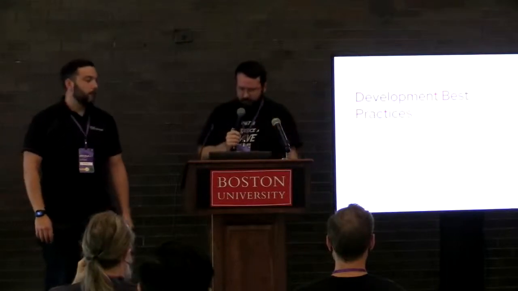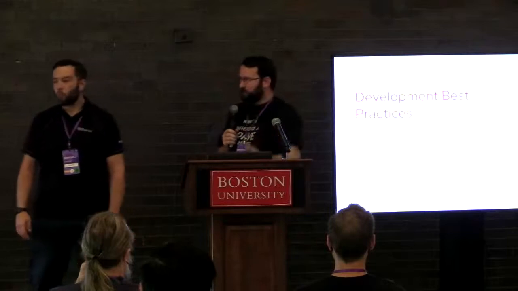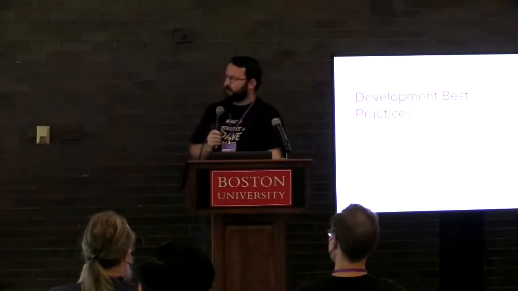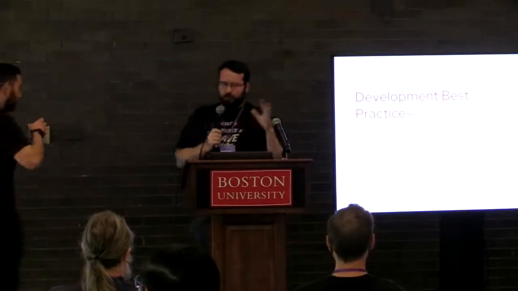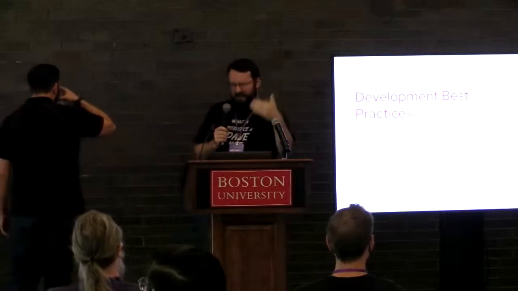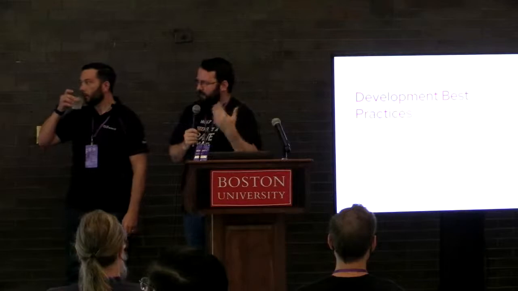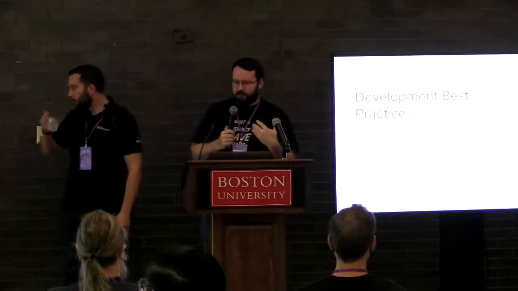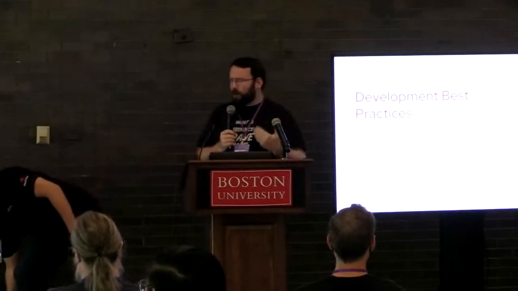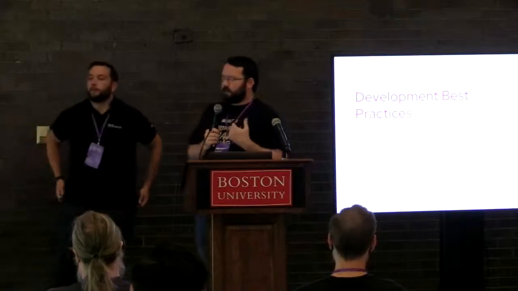Okay, so we define an initial architecture and we're going to get onto the build. So we're not doing waterfall, just to make that clear. We're going to keep coming back to architecture again and again. We're going to keep going through development cycles. Let's say we know what our initial architecture is going to look like. What kind of development best practices should we start with?